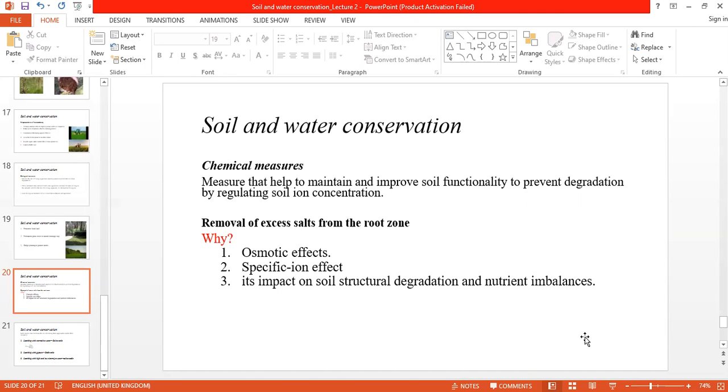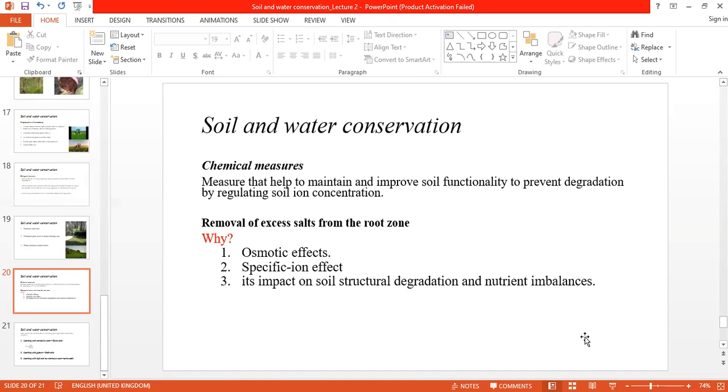Mostly we are going to talk of it in terms of salts in the soil. If we have a lot of salts in the soil, there are three things that we can talk of. One of them is that they will increase the osmotic effect, meaning that for plants to absorb water from the soil, they will need to exert a high energy.